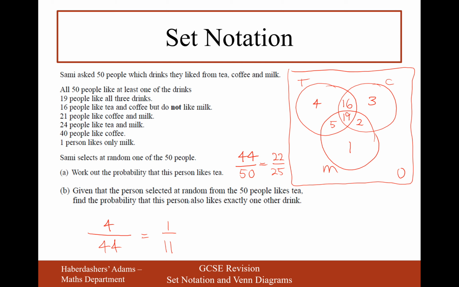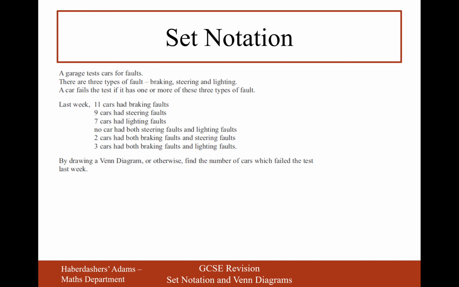Okay, so because it says, given that the person selected at random likes tea, we know our fraction is going to be out of 44, and then because this person only likes one drink, if we know they like tea, and we know they like only one drink, therefore they don't like milk or coffee, so it's only these 4 people we're considering here, 1 out of 11. Okay, let's move on to the next question, pause the video and give this one a go.